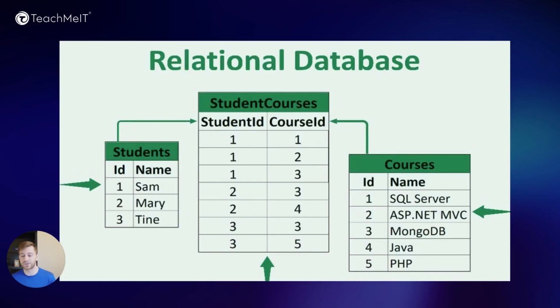Here's an example of a relational database for a course company. They might have a table with students, student courses, and courses. All of this data is neatly organized, and you can see here, this would be a good example of a relational database.